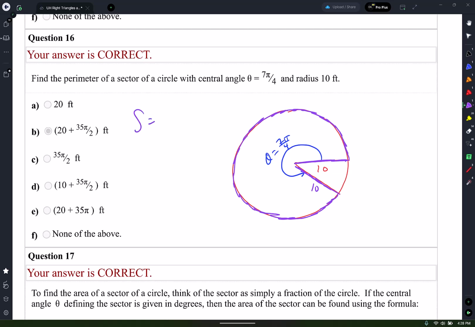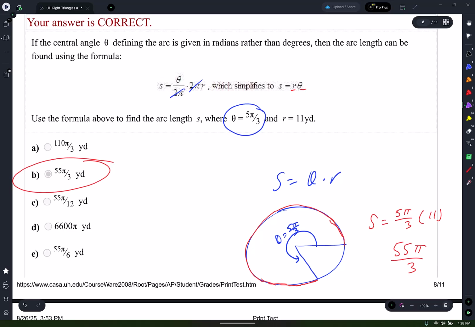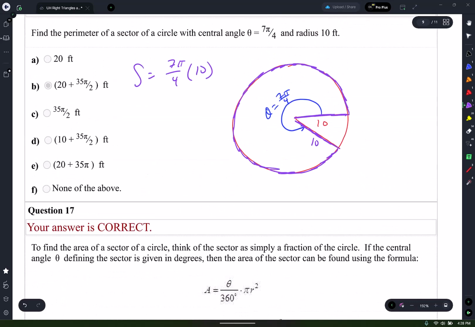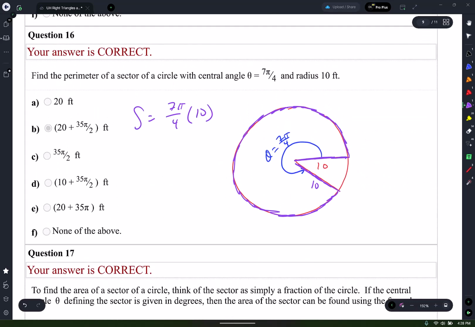So S equals 7 pi over 4 times 10. Why are you doing that? Well, because that's my formula. That's how you find arc length when they give you radians. So r theta, or theta r. So 10 times 7, that's 70 pi over 4.